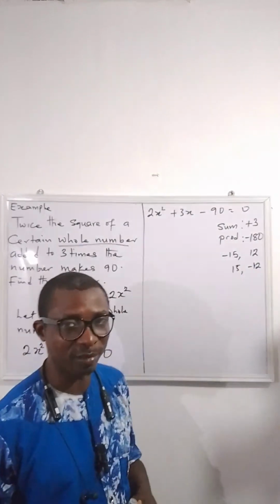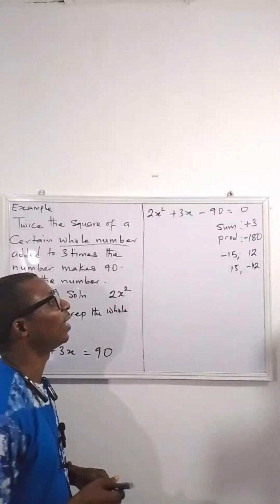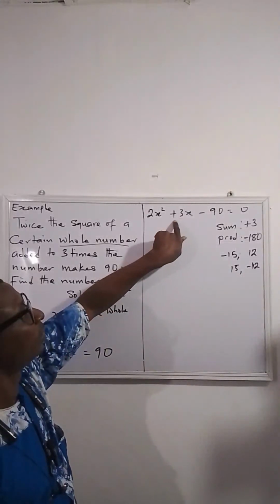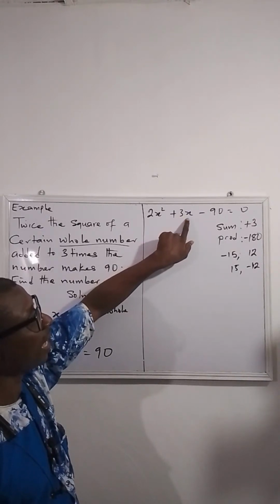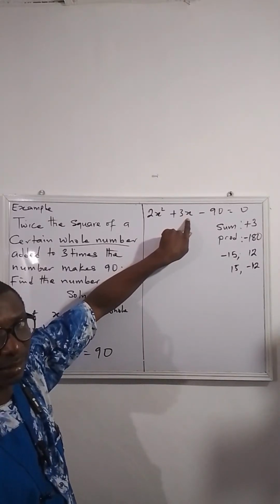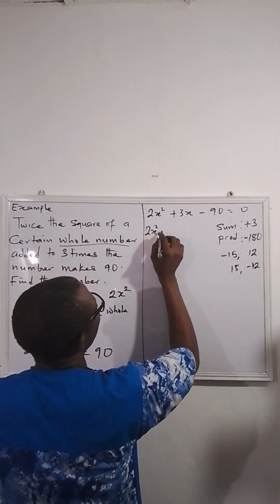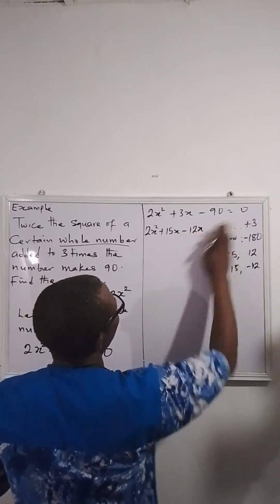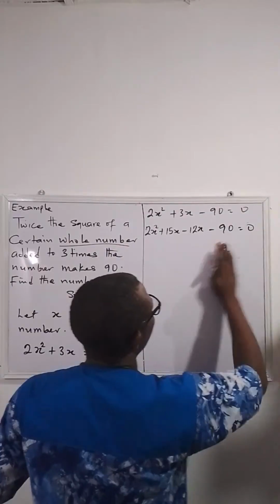So now you put your hands together for me because virtually all of you did not get the answer. All right. So these are the two numbers. We incorporate that into this expression at the left hand side of the equation. So this 3x will turn to 15x minus 12x, and that is the same thing as 3x. So let us write that. So we have 2x squared plus 15x minus 12x minus 90 equals 0. So that is what we have.